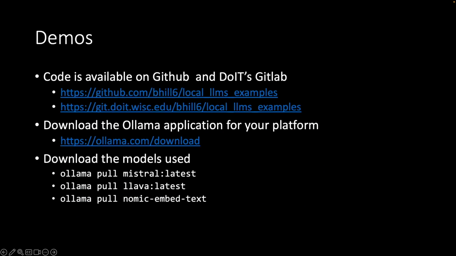All right, let's get to the demos. All of the example code I'm going to talk about is available on both DoIT's GitLab instance and on GitHub. So if you're following along at home, this would probably be a good time to clone the repo locally so that you can try them out yourself. Also, you'll need some models to work with, so once you've installed Ollama on your computer, you should pull the models we'll be using with the Ollama command line tool, using the commands on the screen.